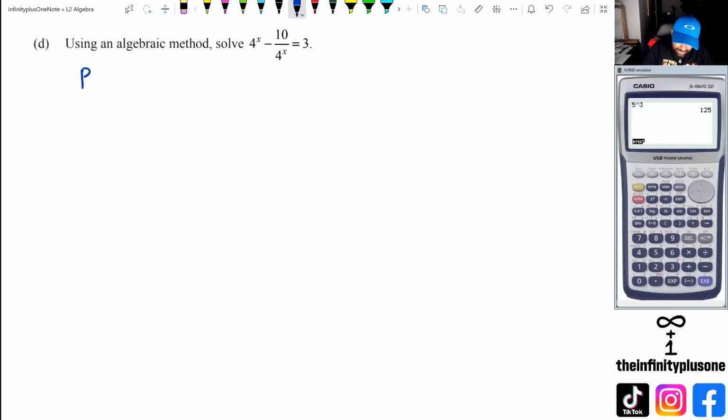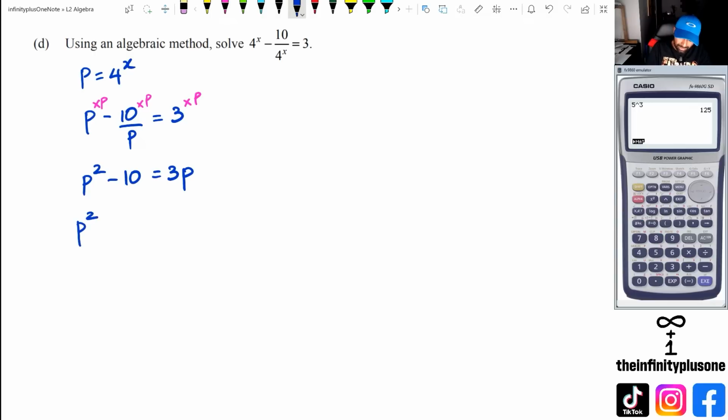I'm going to put down p is equal to 4 to the power of x. When we do this, we're going to get p minus 10 over p equals 3. Now I want to get rid of the p from the denominator, so I'm going to multiply every term by p. So when I do this, I'm going to get p squared minus 10 equals 3p. Rearranging this, I'm going to get p squared minus 3p minus 10 is equal to 0. We've got a straightforward quadratic equation to do. So this is going to be p minus 5, p plus 2 equals 0.